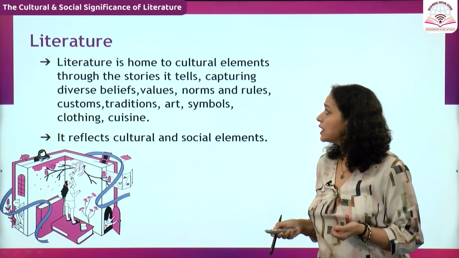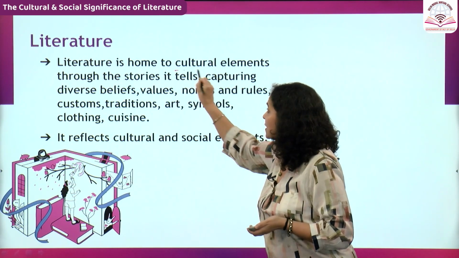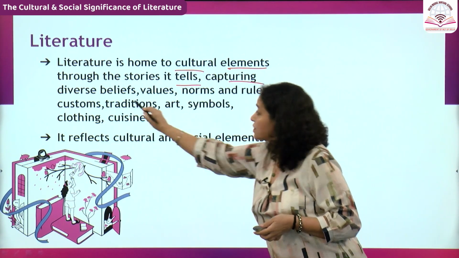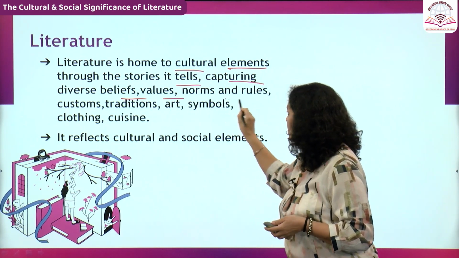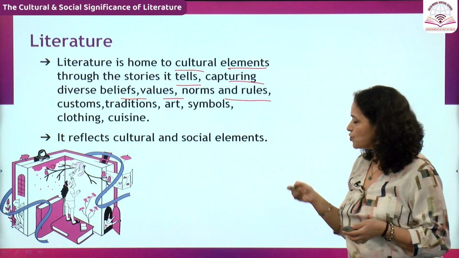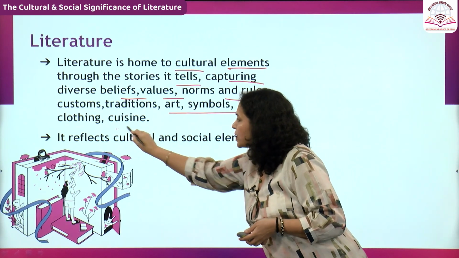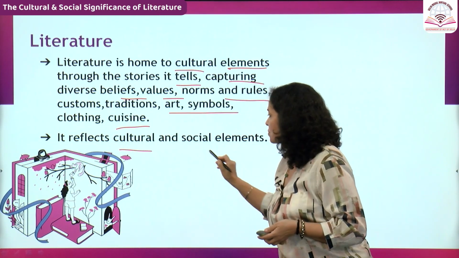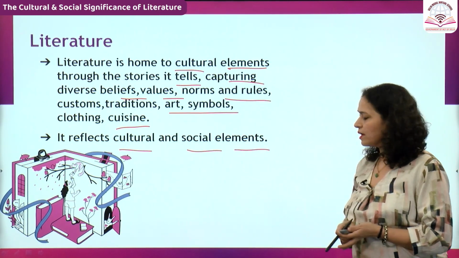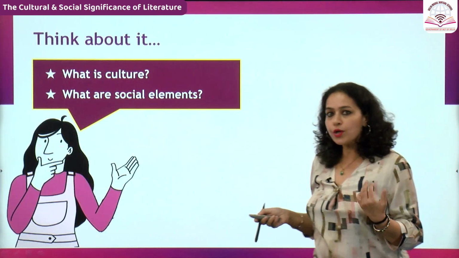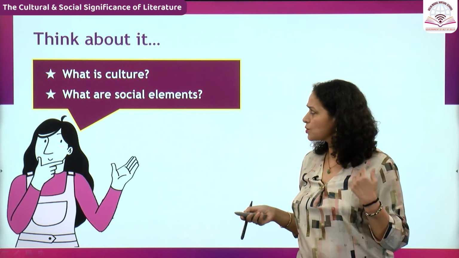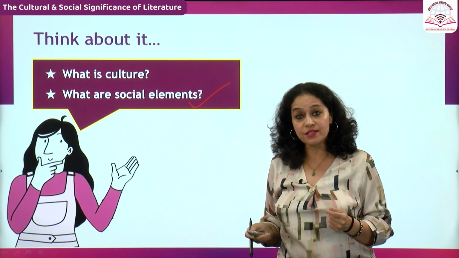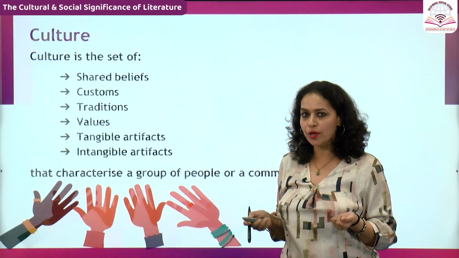First of all, students, literature is home to cultural elements, through the stories it tells, capturing diverse beliefs, values, norms and rules, customs, traditions, art, symbols, clothing and cuisine. Actually, literature reflects both cultural and social elements. Now you must be wondering, what do you understand by these two terms? So time to think: what is culture and what are social elements? So let's talk about these two in detail now.